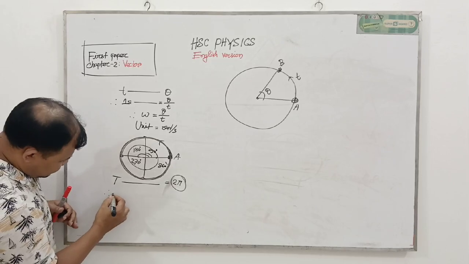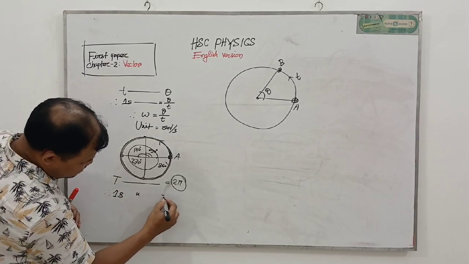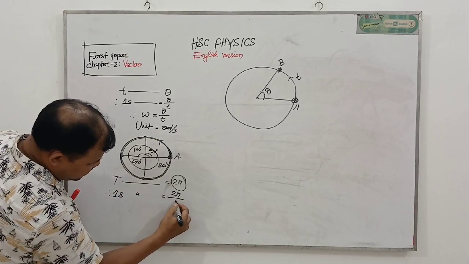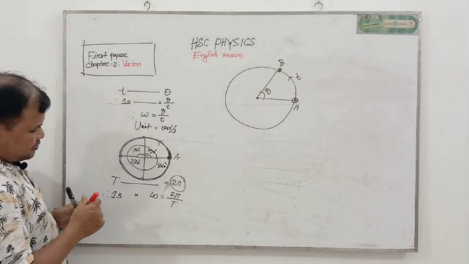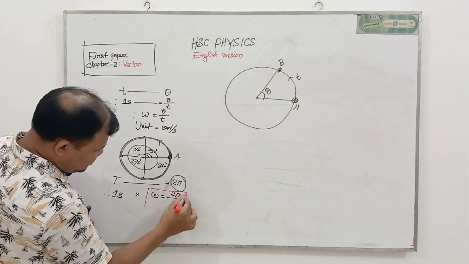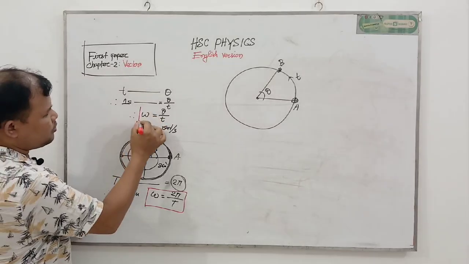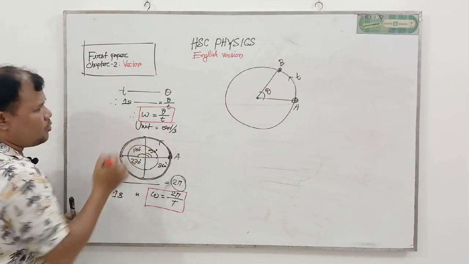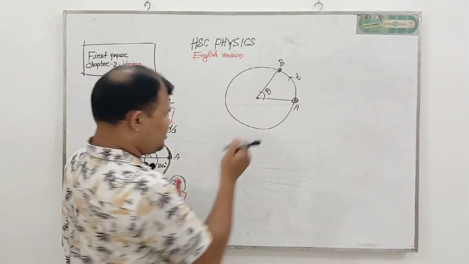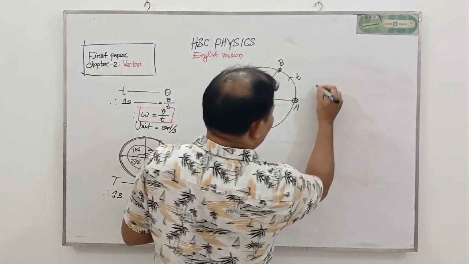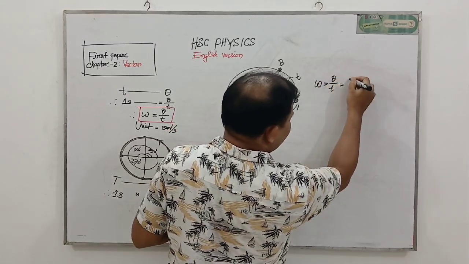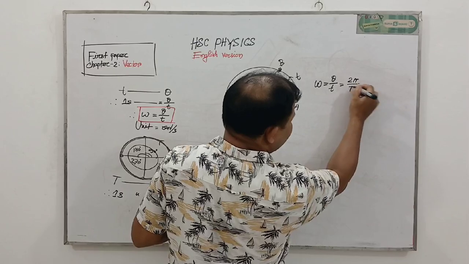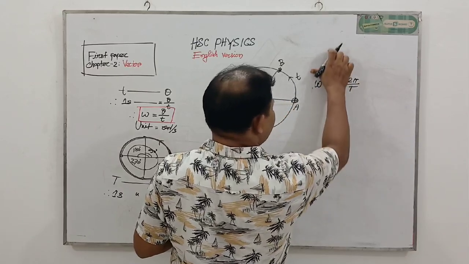In case of 1 second, the angular displacement will be twice pi divided by T, and this twice pi divided by T is called angular velocity. My dear student, in our previous section, we learned angular velocity is omega, and omega is theta divided by t. Now we learn another equation, omega equals twice pi divided by T.